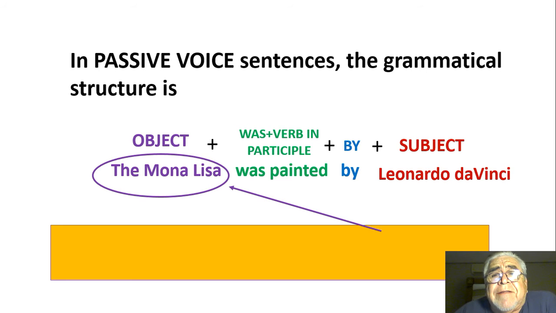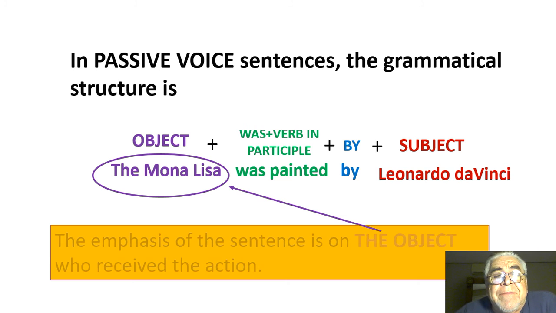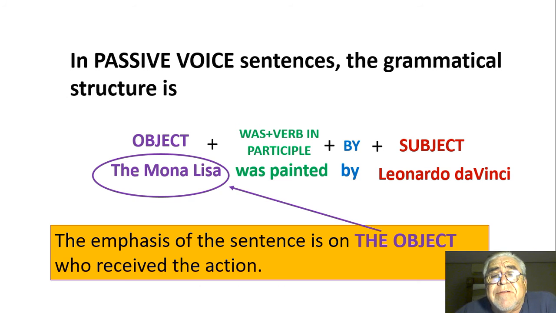In passive voice sentences, the grammatical structure is a little bit different. First, we begin with the object, and then we use was plus the verb in participle. We add by, and then at the end, we mention the subject. Remember, the emphasis of the sentences in passive voice is on the object who receives the action.